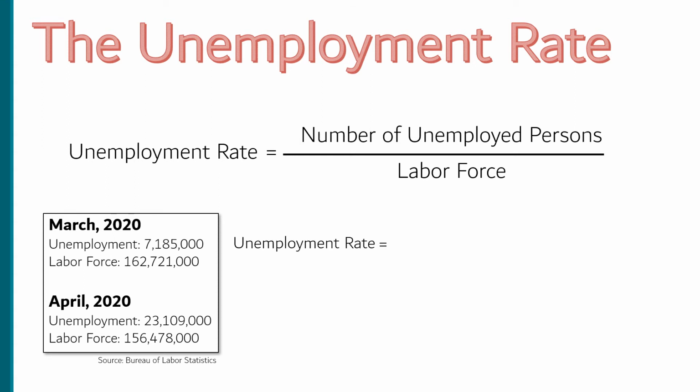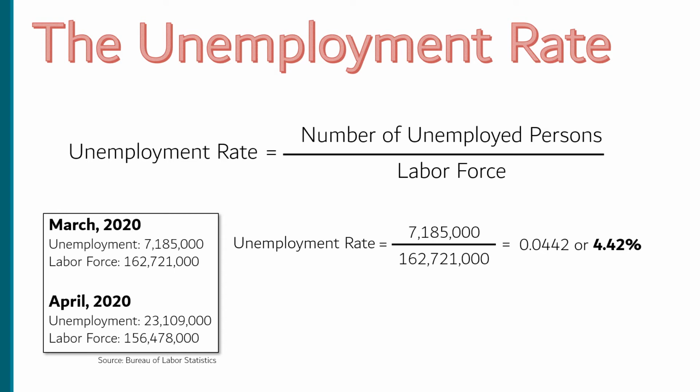With these numbers, we can calculate the unemployment rate for March of 2020 by taking 7,185,000 and dividing by 162,721,000. If you turn to your trusty calculator, you'll find this is equal to about 0.0442, which is 4.42% when put into percentage form. Note that for percentage form, we move that decimal place over to the right by 2 spots.